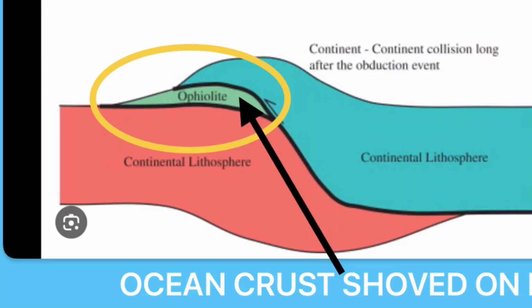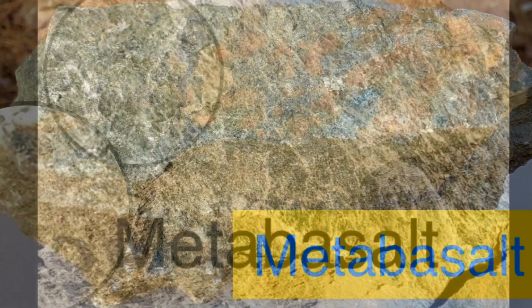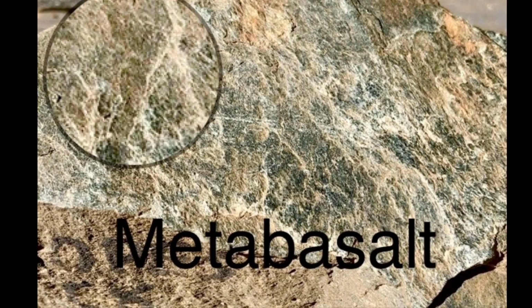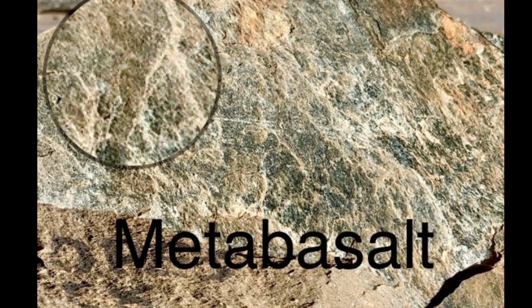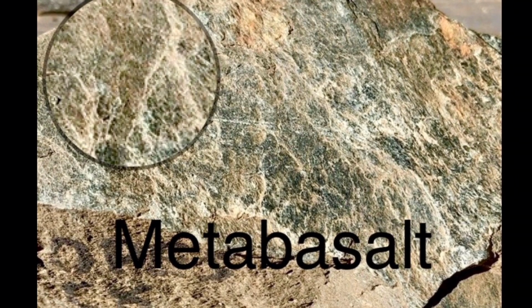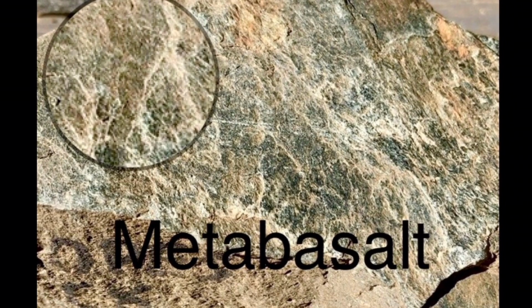But then as all this stuff gets shoved up on land when the two continents crash into each other, that's going to apply directed pressure to it, and that's going to make green minerals like chlorite especially become smeared out and shiny schisty, and that's why we call it greenschist.